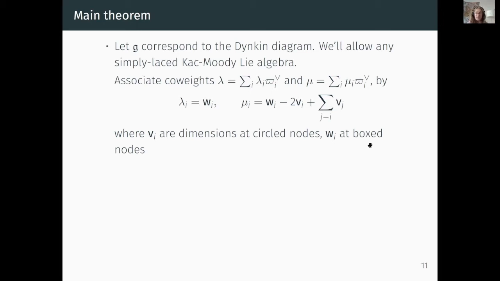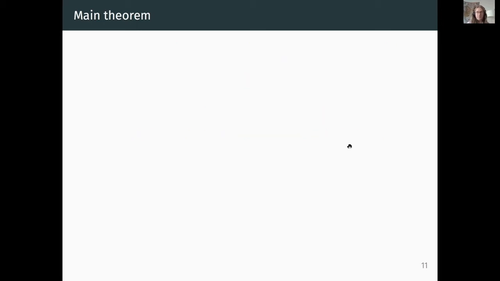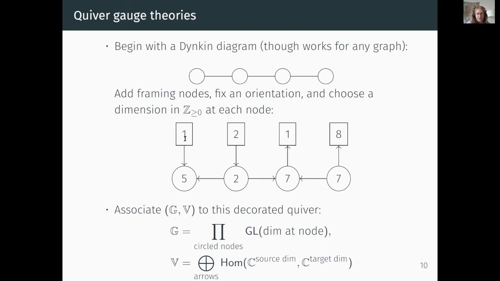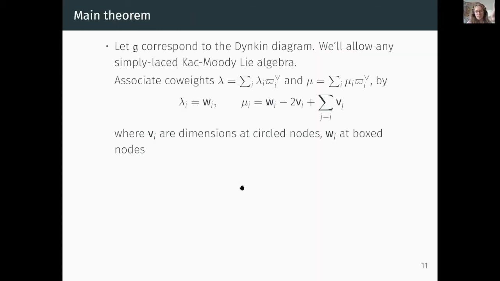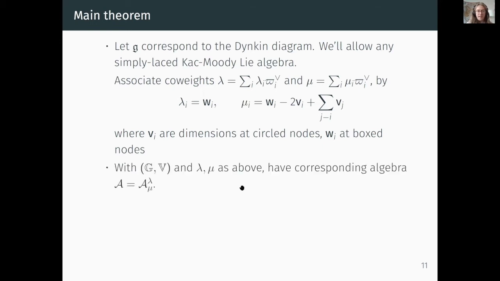I'll call those W. So if we come back here, we'd have this lambda is like one, the first fundamental plus two times the second plus the third plus eight times the fourth fundamental. And mu is somehow taking the difference between these two, where you think of these nodes as being simple coroots. So here's some formula. And just to make the notation a little easier for myself, I'm just going to try to remember lambda and mu because they encode basically the information of this diagram.